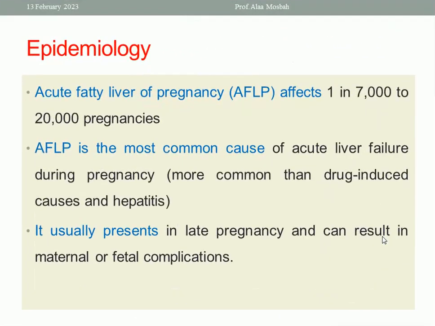Okay, what about the epidemiology? So, acute fatty liver of pregnancy affects 1 in 7,000 to 20,000 pregnancies. And you should know that acute fatty liver of pregnancy is the most common cause of acute liver failure during the pregnancy.